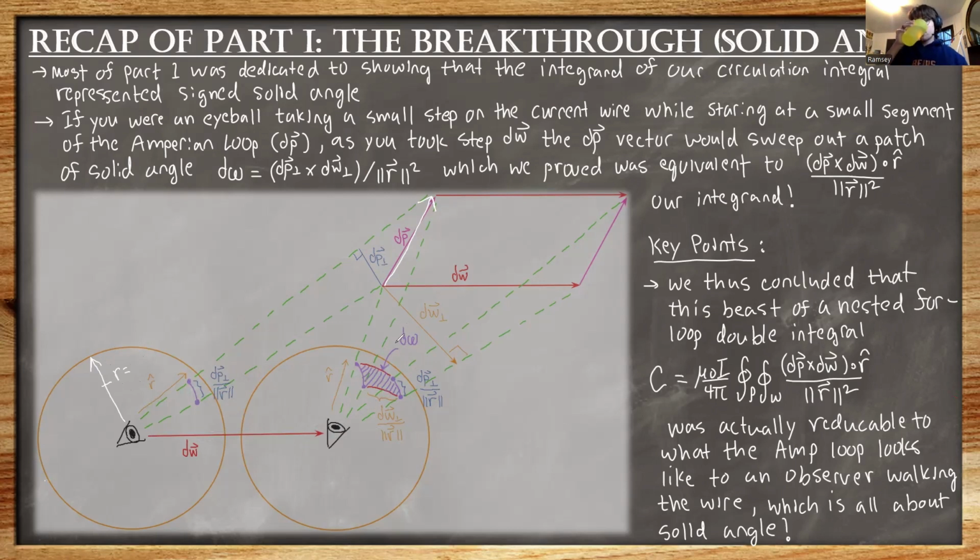And so as we took that step on the wire, we saw this little chunk of the amp loop path sweep over and create a little bit of signed solid angle, which we called d omega. And d omega, we decided, could be found by taking the perpendicular component of the amp loop path divided by the magnitude of r, because that's how things scale when you get further away from them, right?